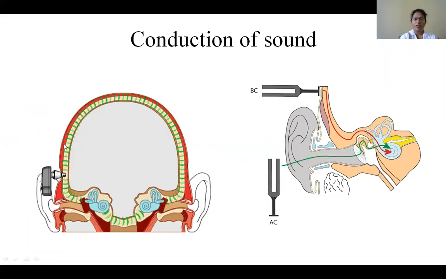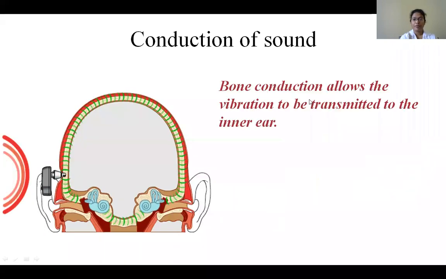If the skull is vibrated either with the help of a tuning fork or a bone stimulator, the whole skull is set into vibration. And as we know that the cochlea is embedded within the petrous bone, the vibration of the skull will set this cochlea into vibration, and that will further set the endolymph into vibration and will cause stimulation of the hair cells. So the bone conduction allows the vibration to be transmitted to the inner ear. So for bone conduction, the important structure responsible is the inner ear.